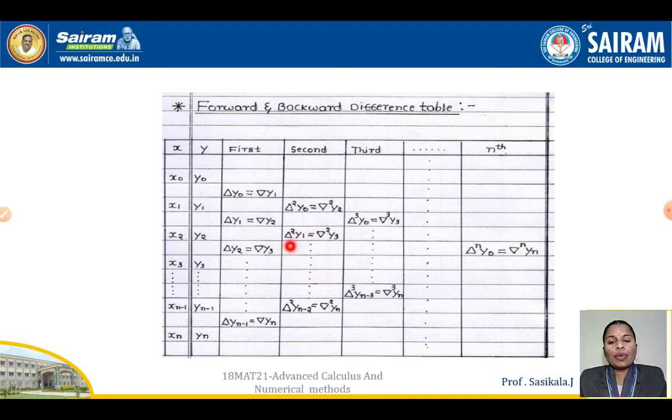So what is the next one? Similarly, del squared of y1 will be taken as del y2 minus del y1. You can get del squared of y1. Similarly, you can get all the terms, up to del squared of yn minus 2 in general. Similarly, the third differences are taken from the difference of your second differences. Until you get the single term, you have to extend the difference table.